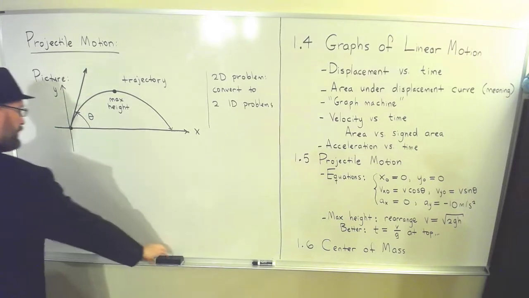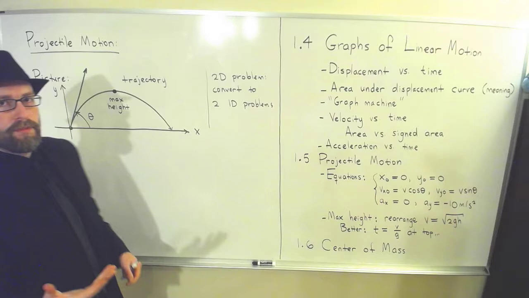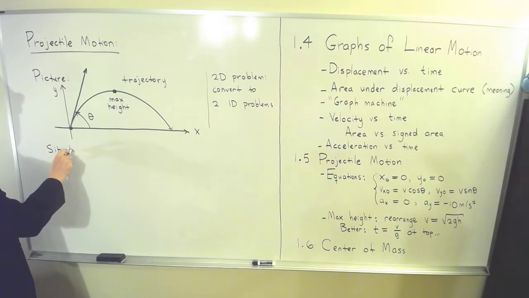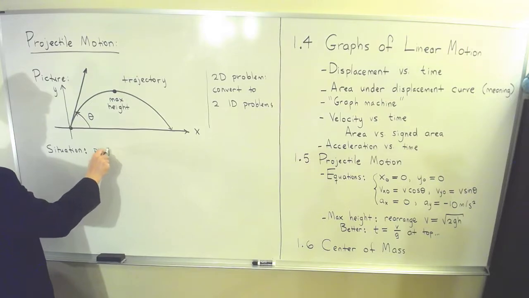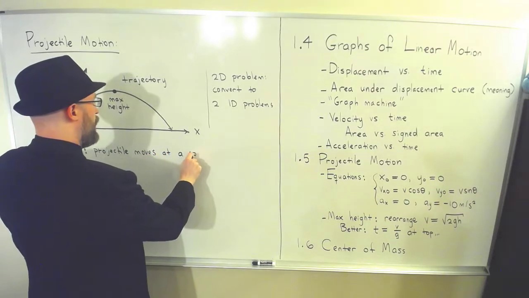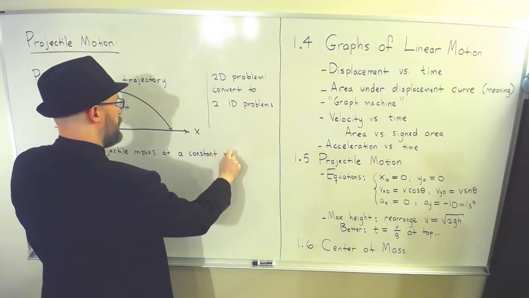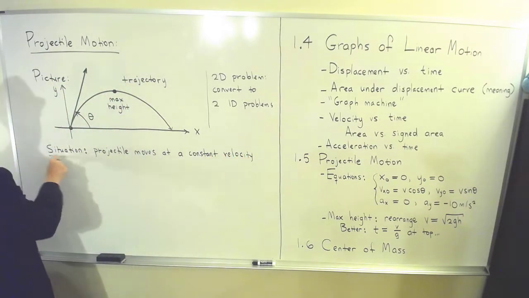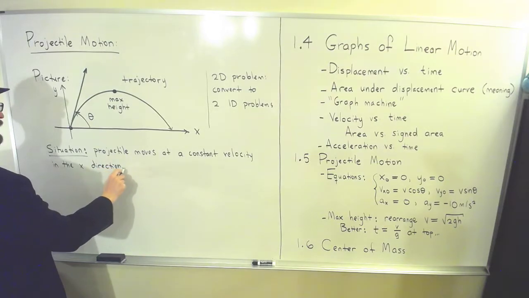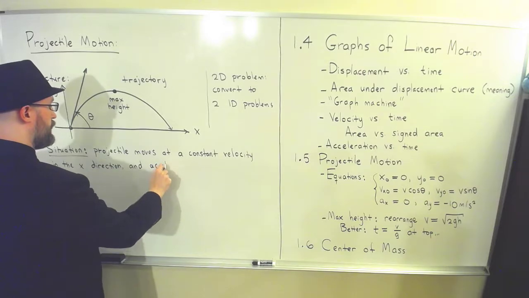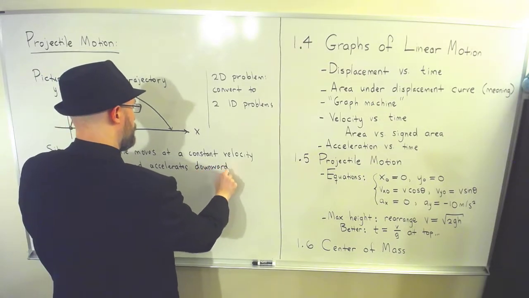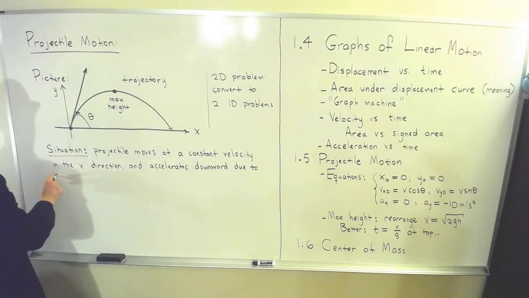And so when we make the approximations that there's no wind resistance and stuff like this, the situation we end up with is that the projectile, the cannonball or whatever it is, moves at a constant velocity in the x direction, and it accelerates downward due to gravity in the y direction.